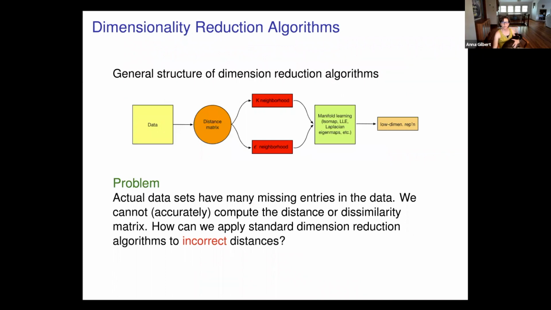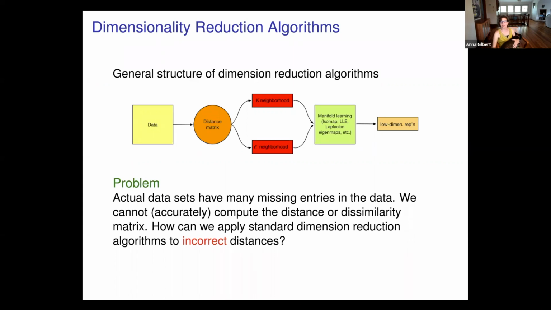So I'm going to do a cartoon of the general structure of these dimension reduction algorithms. Either you're given data and you compute some kind of distance matrix, or you're just given the distances amongst the data points. And you do something like compute a K neighborhood or an epsilon neighborhood, and then make a graph and do manifold learning of some sort, and then you get a low dimensional representation. Well, what happens if these distances are wrong? And in particular, what happens if you have lots of missing entries in the data, and so your computation of the distance or dissimilarity matrix is not a particularly accurate reflection of the geometry of the data because a lot of entries are missing? What happens when you run these dimension reduction algorithms on incorrect distances?